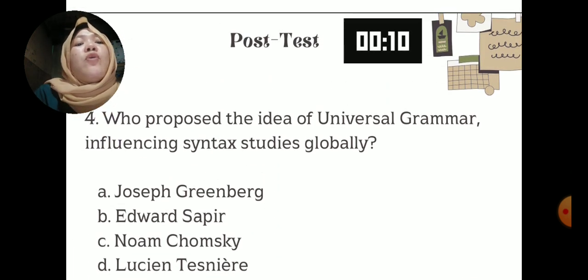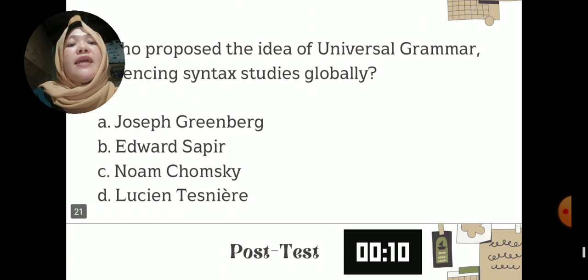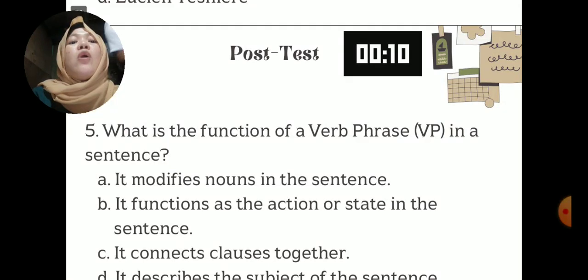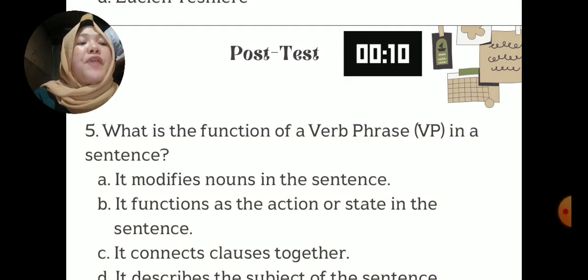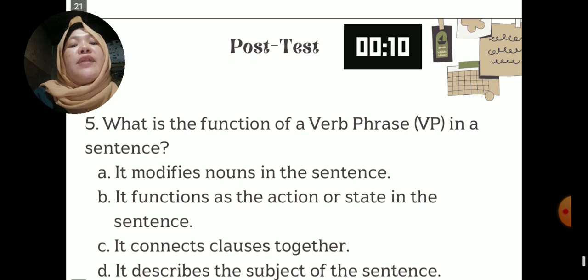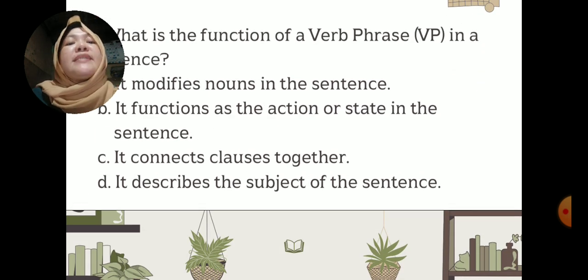Who proposed the idea of universal grammar influencing syntax studies globally? A, Joseph Greenberg, B, Edward Sapir, letter C, Noam Chomsky, or letter D, Lucien Tesnière. Okay, and then last, number 5. What is the function of a verb phrase, VP, in a sentence? A, it modifies nouns in the sentence. B, it functions as the actions or states in the sentence. Letter C, it connects clauses together. Or letter D, it describes the subject of the sentence.